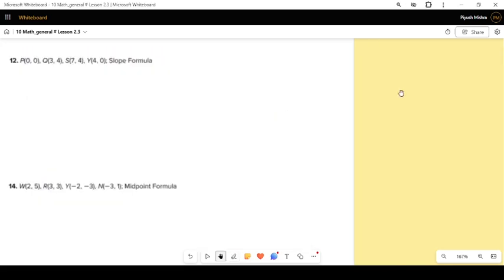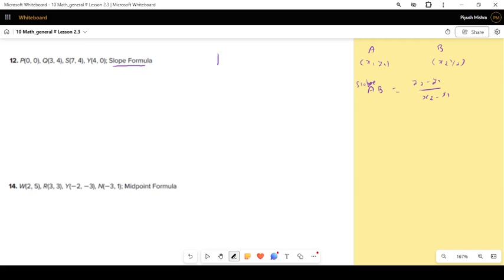Now we are starting question number 12. But before starting this one, you should remember the slope formula. So I'm writing it here. Let us suppose there is a point A, the point is x1 y1, and the point B is x2 y2. So the slope formula says that the slope of AB will be y2 minus y1 upon x2 minus x1. This formula we are going to use to do this question.